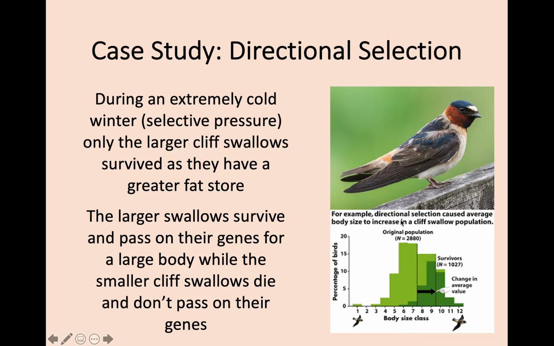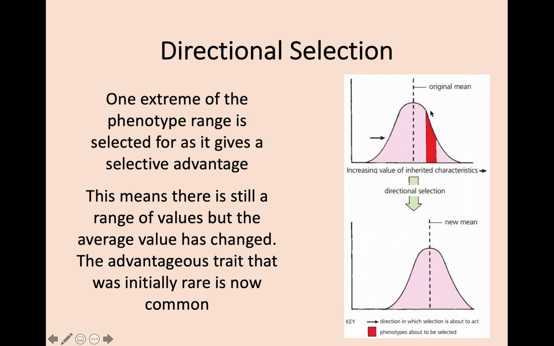So what we're seeing here in this graph is the original population, you had that kind of bell-shaped curve, but after this really cold winter, the larger cliff swallows, you can see there's been a bit of a movement here, there's more of these ones. So going back to this original graph here, if this was a phenotype of body size of a cliff swallow, on this side you'd have larger cliff swallows, this side you'd have smaller ones, and your average would just be your normal, regular sized swallows.